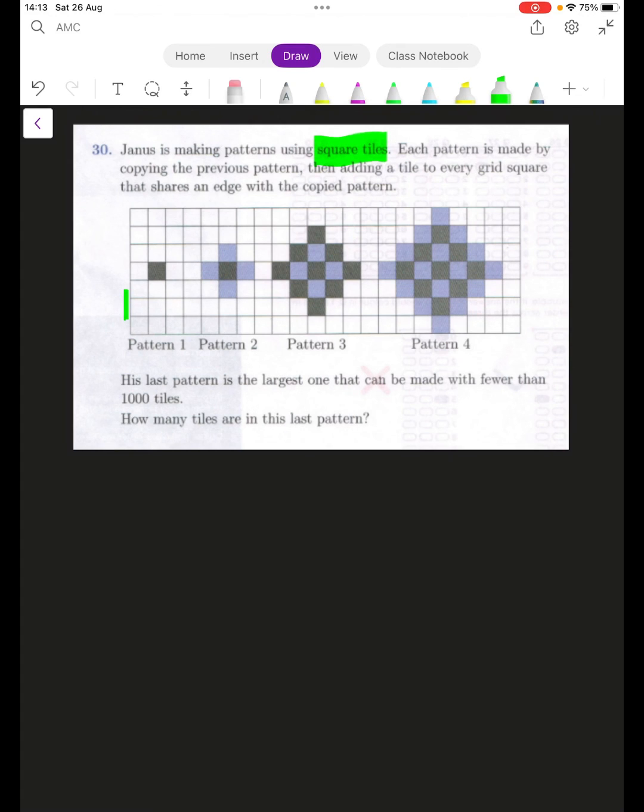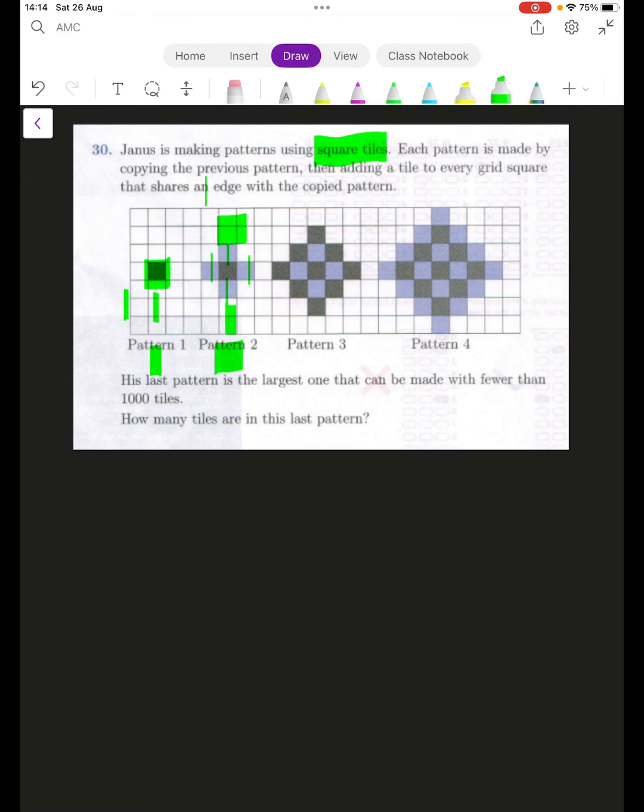Janice is making patterns using square tiles. We can see it here. Each pattern is made by copying the previous pattern. So whatever was the previous pattern, they copy and they build on that. Then adding to it a tile to every grid square that shares an edge with the copied pattern. So they start with pattern 1, only with 1, then they build up this tile, and we can see that they build up in alternate colors.